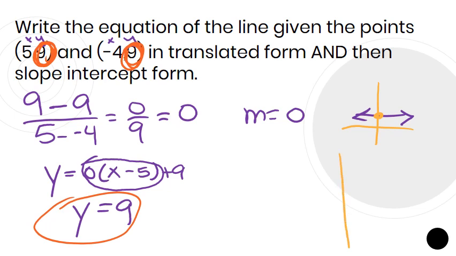Remember the shortcut. If you have the same coordinate value for the y's, it's y equals that number. Also, if you get stuck, you could literally graph those points. If I go over 5 up 9, if I go left 4 up 9, take a look at that. That would go through 9 on the y-axis. So you could visually think about it and also still arrive at the same equation of a line.